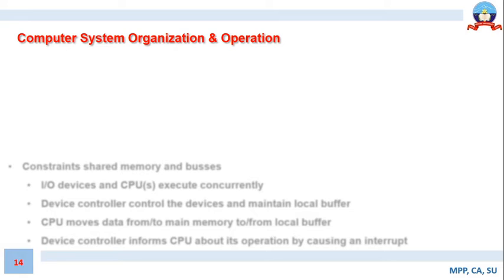Then we have secondary storage. Secondary storage is a type of memory that is used in order to store program instructions and data that are not currently being used by the central processing unit.